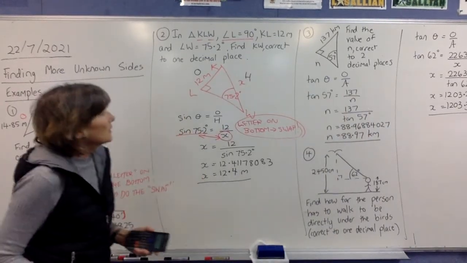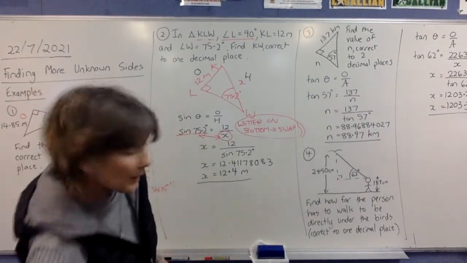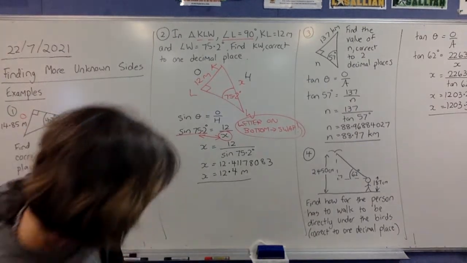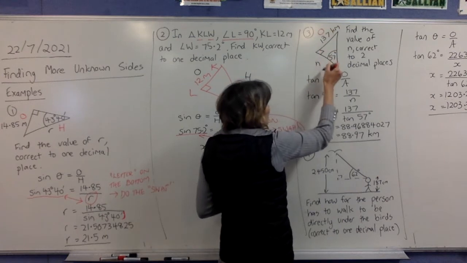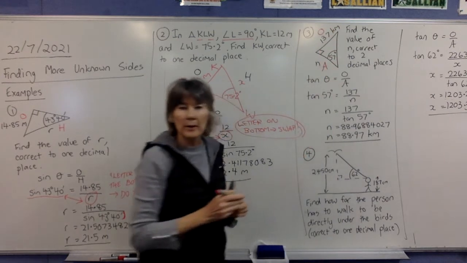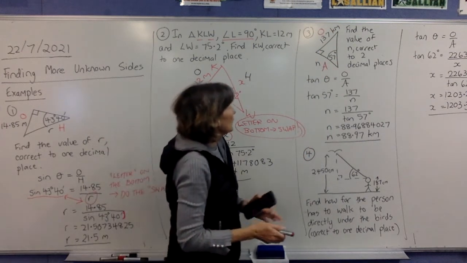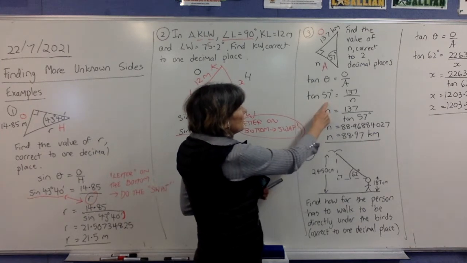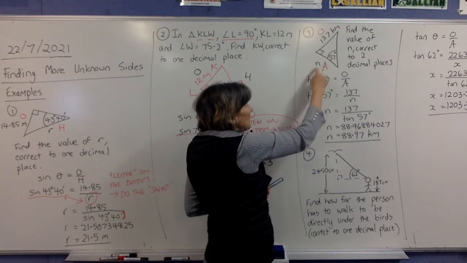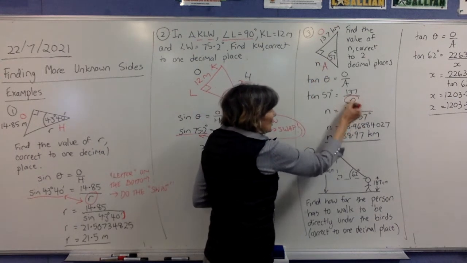Okay, moving over here to the next one. So we're going to label our sides first. So this is our opposite side and this is our adjacent side. So we're using tan. So tan theta equals O over A. Put your angle in here. Tan 57 degrees equals 137 over N. There's your letter on the bottom.